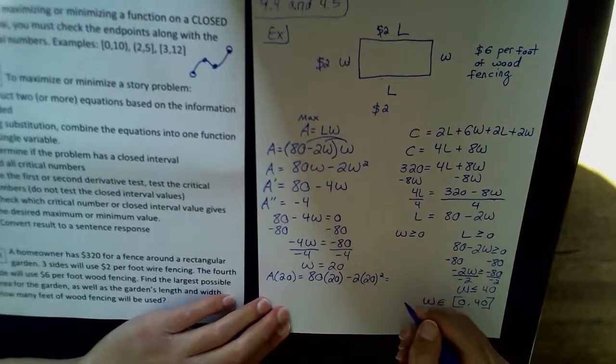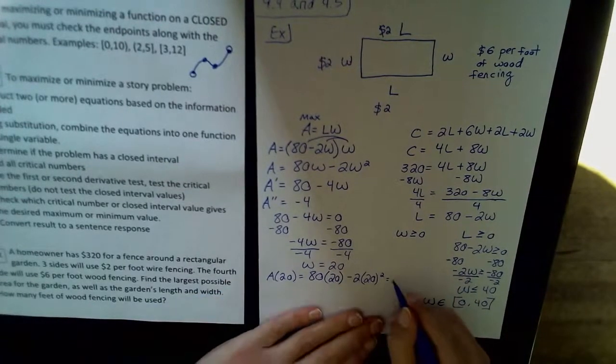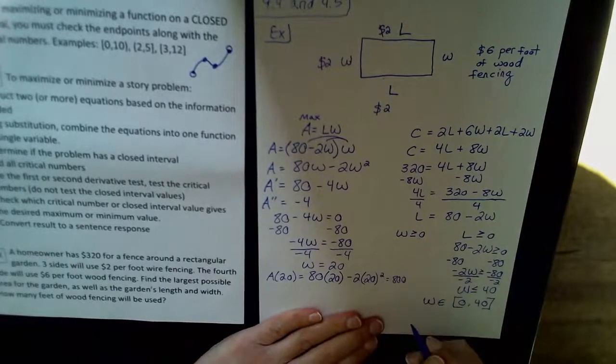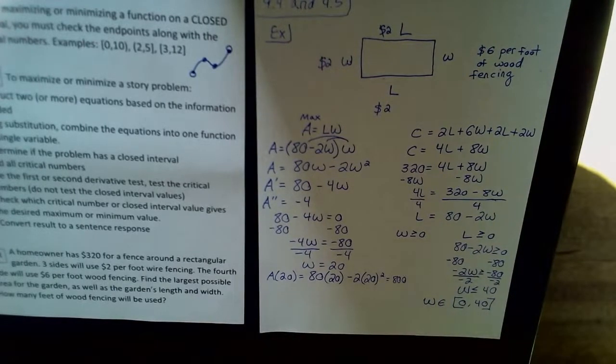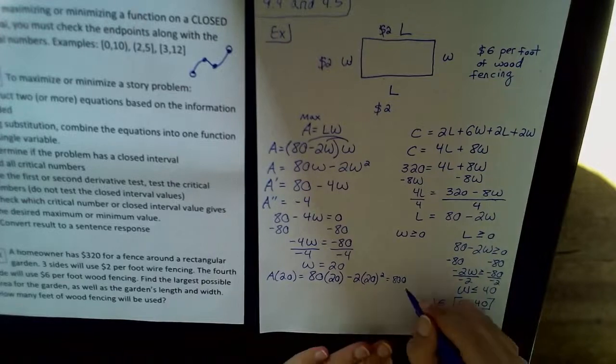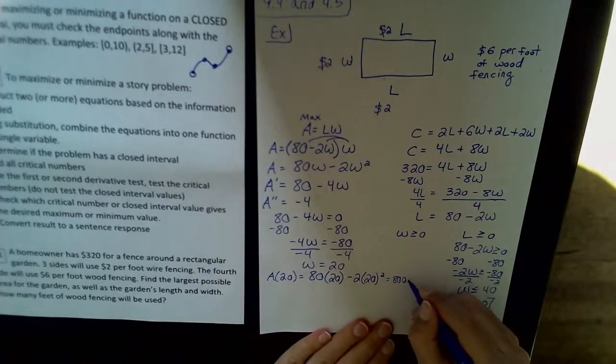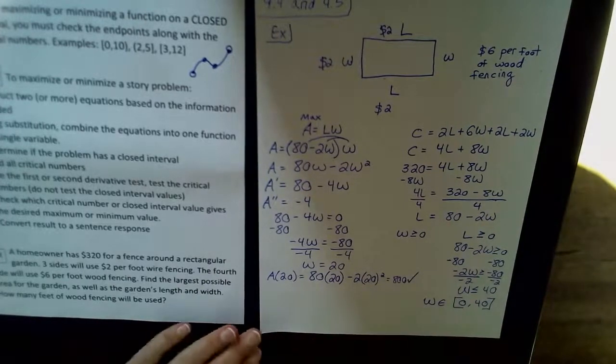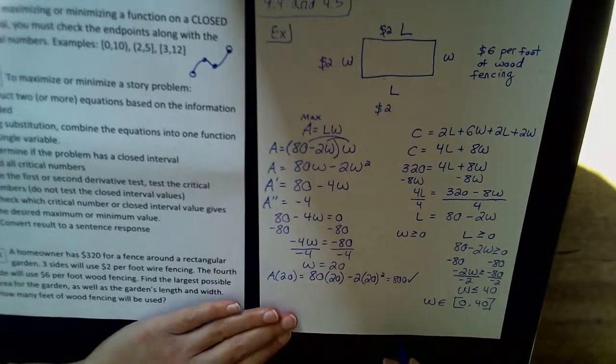And when we simplify that on our calculator, we would get 800. 800 is a real value, which means it checks out. This is a critical number.